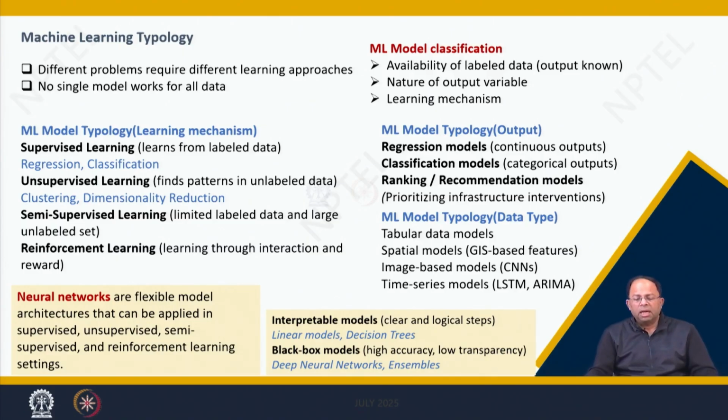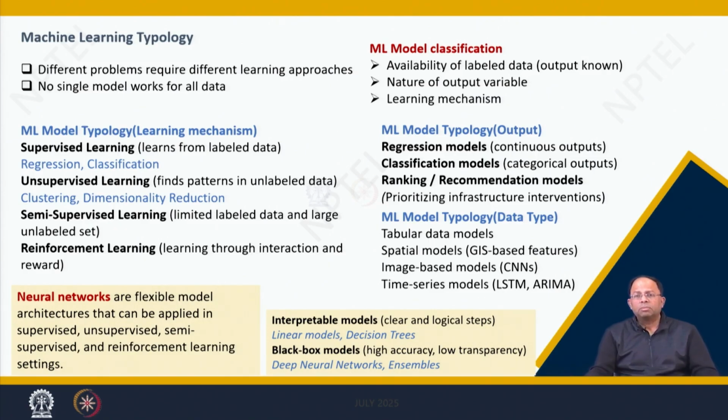Then there are also machine learning models based on data types. That means on what kind of data we are dealing with. That also is important because the pre-processing and some of the intermediate steps of the model will depend on that. So there could be basic tabular data models, that means data is in the form of tables. Then there are spatial models where the data also has some additional features like GIS-based features, latitude, longitude, spatial location. Then there are image-based models where we use image data to generate information or do analysis, as in the case of CNNs.